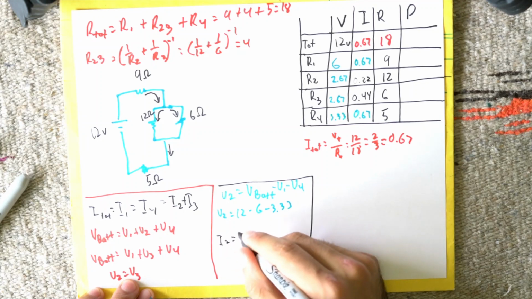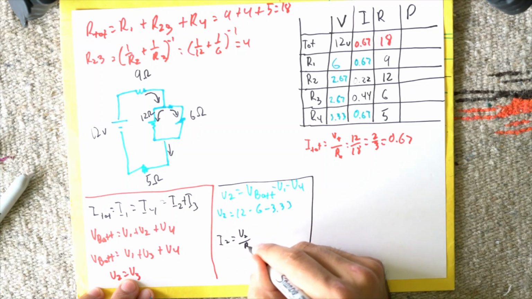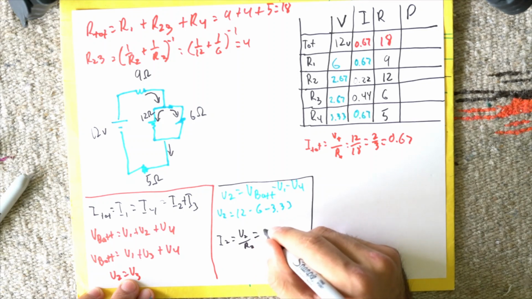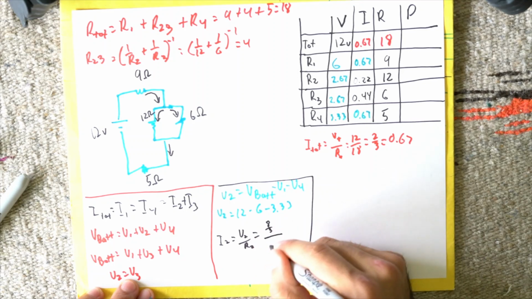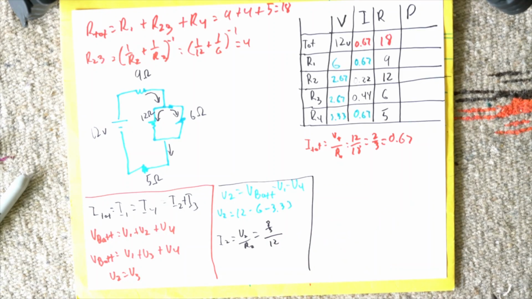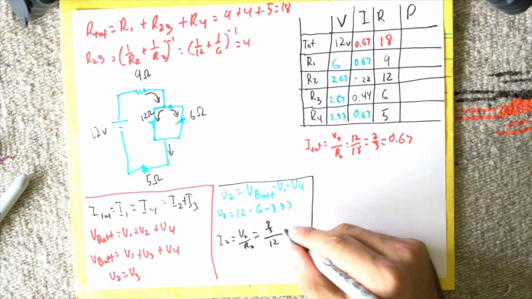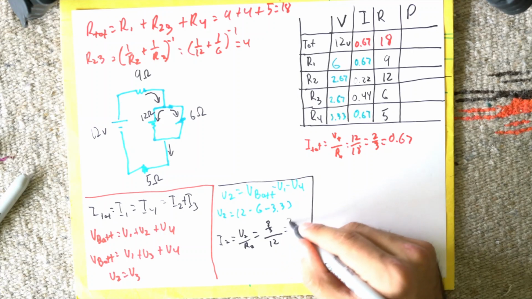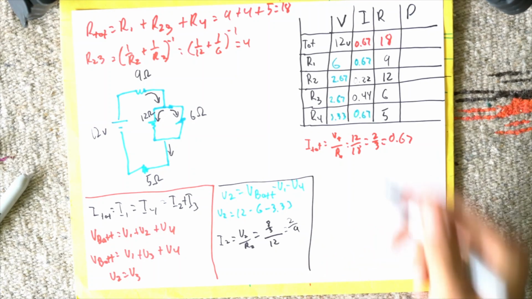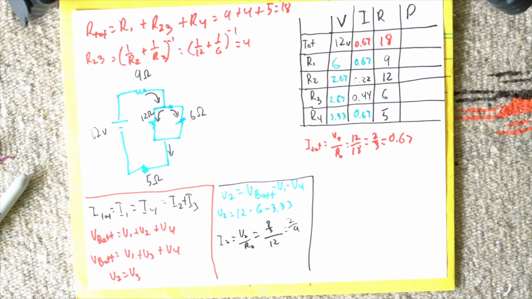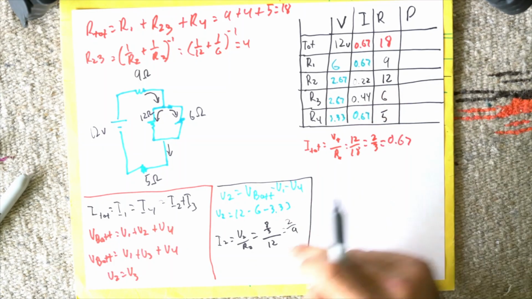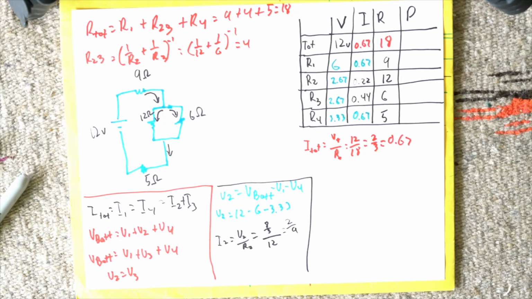I2 is going to be equal to V2 divided by R2. So that is 8/3 divided by 12. Yeah. So if you do that, that would be 2/9. If you did this, it would be the other way. It would be double that, actually, since you're dividing by half of that.